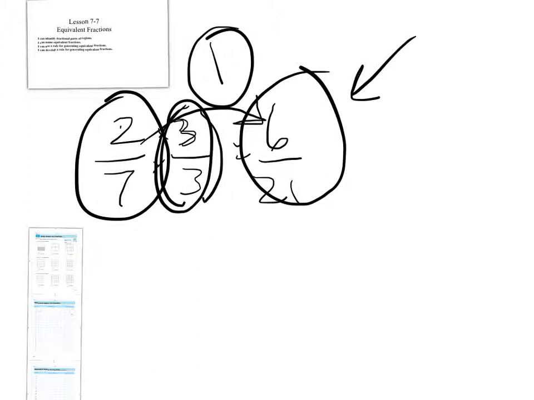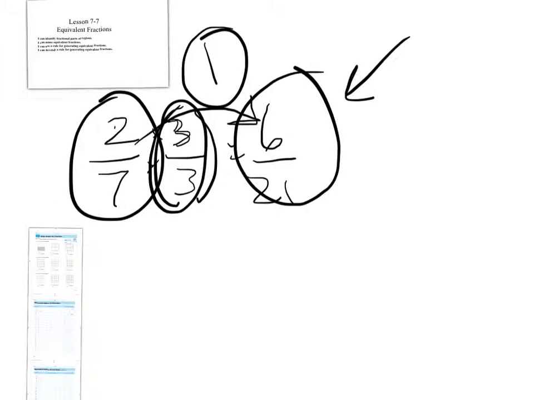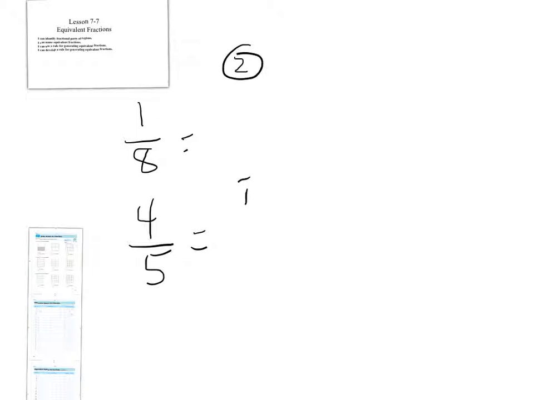Let's try one more. I'm going to put two on the board for you, and I want you to figure them out on your own. I'm going to do 1/8 and 4/5. I want you to find 2 equivalent fractions for each. I don't care how you do it. I don't care what your pattern is or what strategy you use, but I want you to find 2 for each.